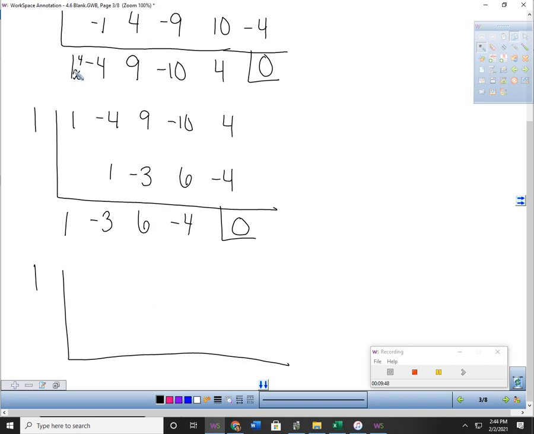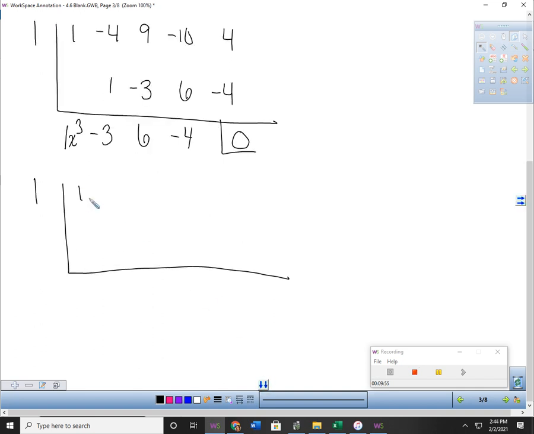And I'm going to keep track. This was x to the 4th, so this would be x to the 3rd. So I have 1, negative 3, 6, and negative 4. It's really important to make sure that you have the right numbers when you drop them too.